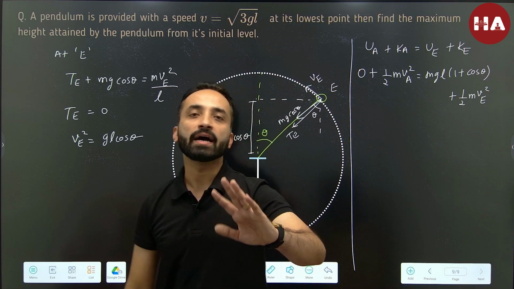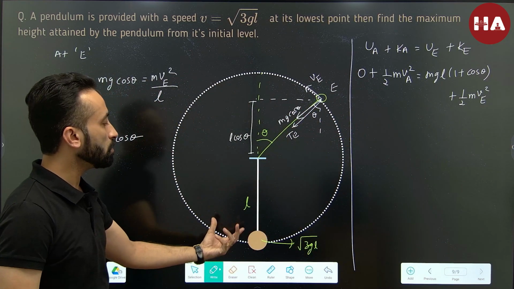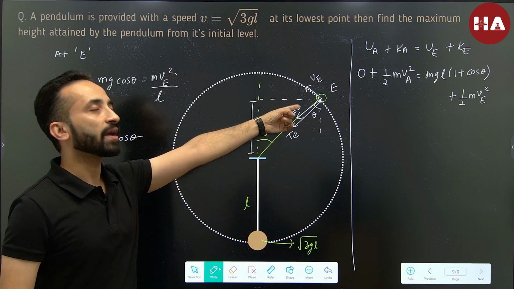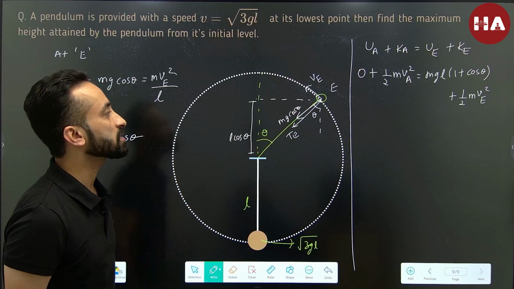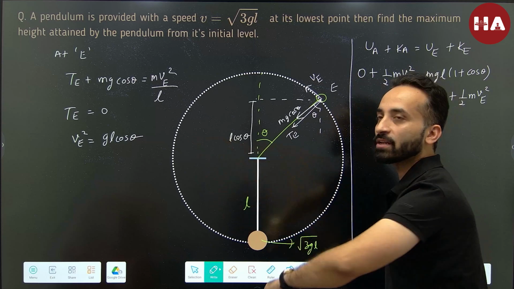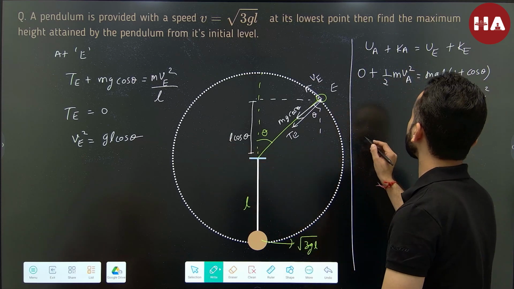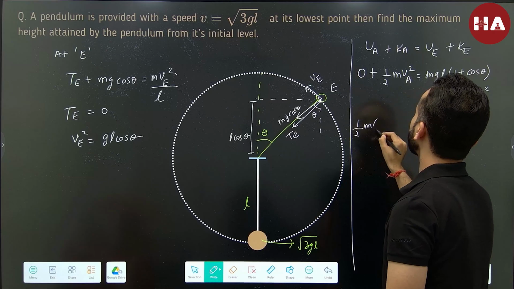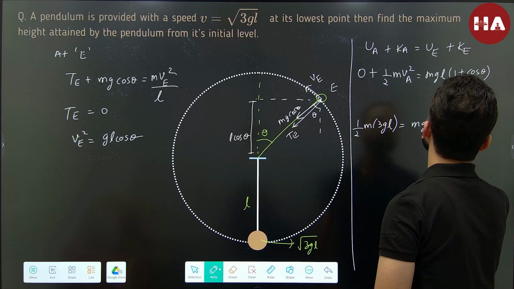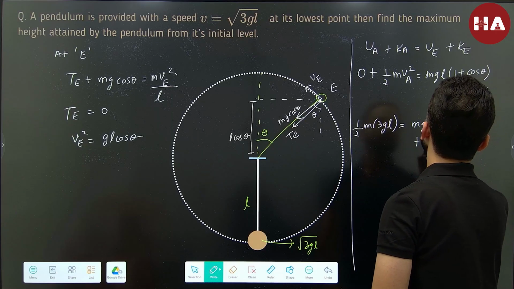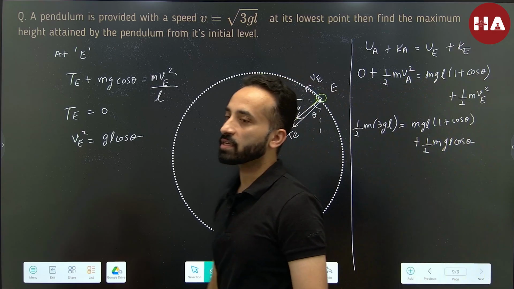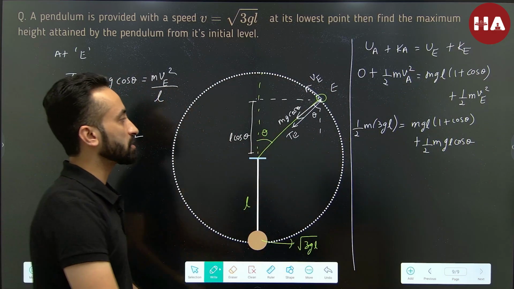So this is what I've done. I've applied conservation of energy. Initially the potential energy is 0, kinetic energy is half mVA square. Final potential energy is mgL(1 plus cos theta), and final kinetic energy is half mv square. Alright, what is the value of v square? From there we can put it as gL cos theta. So now let's plug in the values. VA square is 3gL, this is mgL(1 plus cos theta), and I can put the value of VE square as gL cos theta. I've just substituted the values. It's not a big deal.